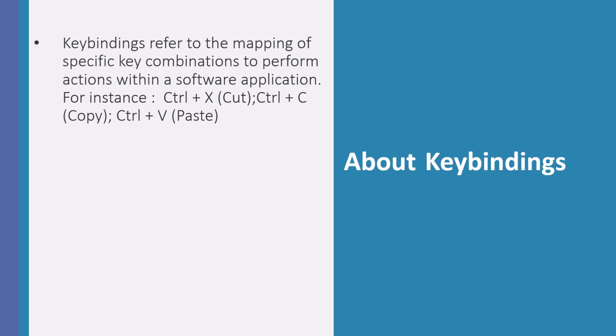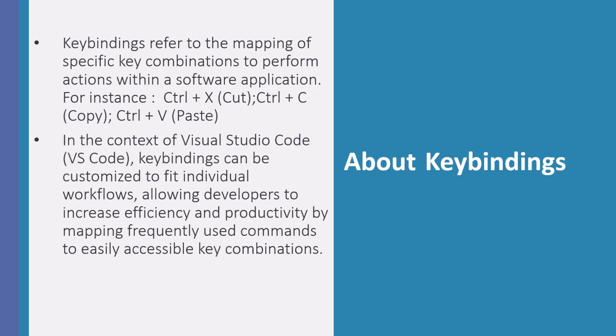So key bindings refer to the mapping of specific key combinations to perform common and popular actions within a software application. For instance, Ctrl+X for cut, Ctrl+C for copy, and Ctrl+V for paste, to name just a few. And in the context of Visual Studio Code, or VS Code in short, key bindings can be customized to fit individual workflows, allowing developers to increase efficiency and productivity by mapping frequently used commands to easily accessible key combinations.